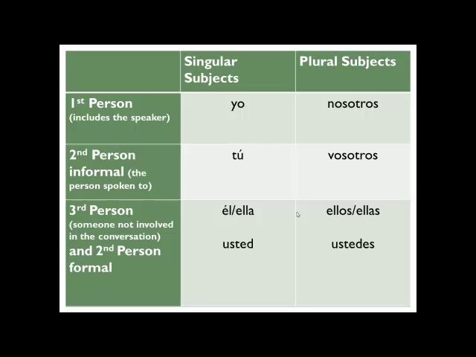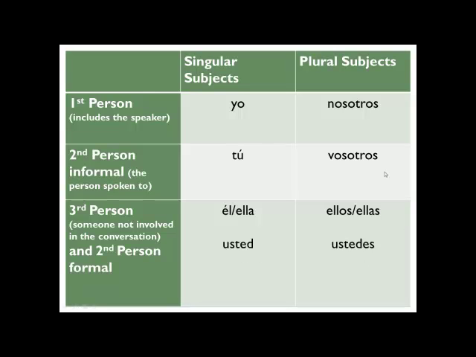Again, before moving on, we're going to review the subjects in Spanish, the subject pronouns. So the way this is grouped here is we have two columns, singular and plural. And then we have three rows. The first row is the first person, which includes the speaker. The second row is the second person informal, the person that we're speaking to. And the third row is for third person, which is someone not involved in the conversation, él, ella, ellos, ellas. And the second person formal, the usted and ustedes.